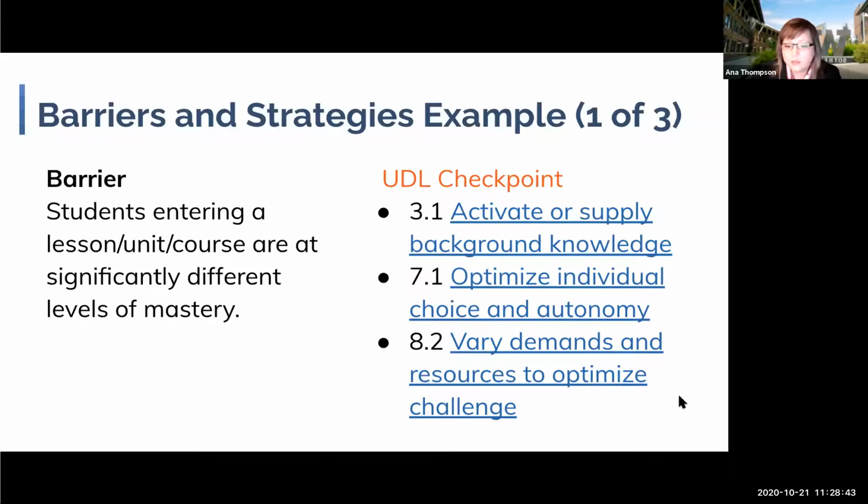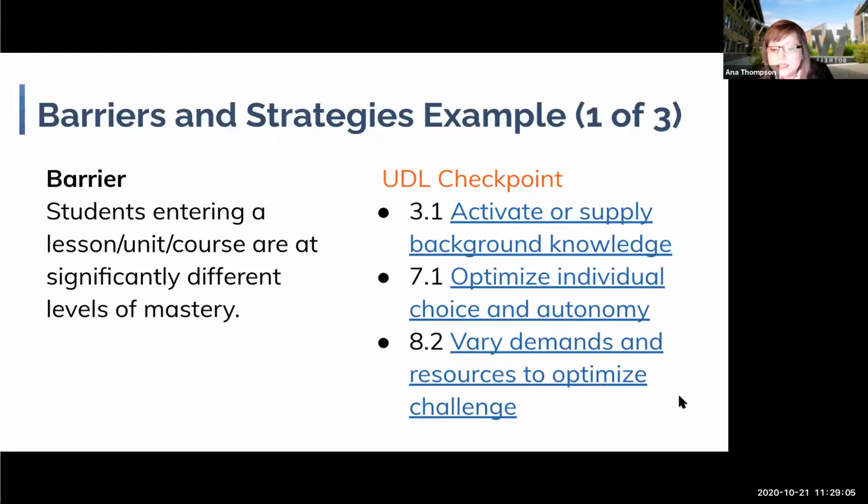Yes, starting with what they know, absolutely. That establishes that great baseline for everyone. And then from there to the unknown. Also, other things: optimize individual choice and autonomy. How can we do that? How can we give them choices in the environment?